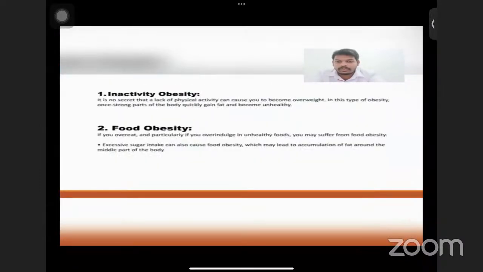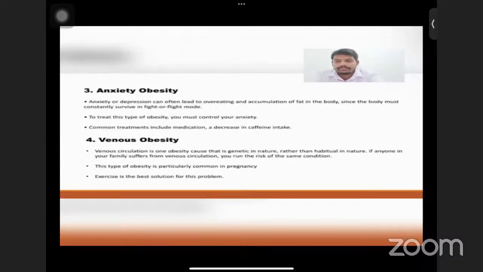First one, inactivity obesity. Lack of physical activity can cause you to become overweight. In this type of obesity, one's strong parts of the body can quickly gain fat and become unhealthy. Food obesity. If you overeat and particularly if you overindulge in unhealthy foods, you may suffer from food obesity. Excessive sugar intake can also cause food obesity, which leads to accumulation of fat around the middle parts of the body.